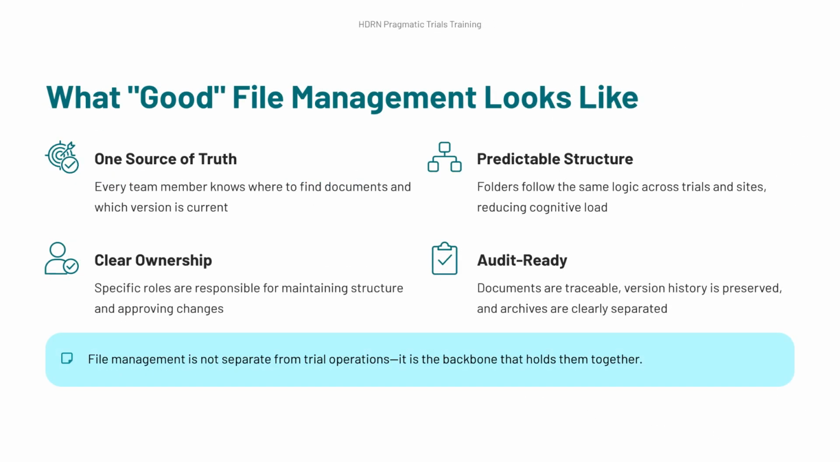Good file management in pragmatic trials is less about perfection and more about predictability. It means having one clear source of truth, so everyone knows where documents live and which version is current. The structure should be consistent across sites to reduce confusion, with clear ownership over who maintains folders and approves changes. And importantly, the system needs to be audit-ready. Documents are traceable, version history is preserved, and archived materials are clearly separated from active files.